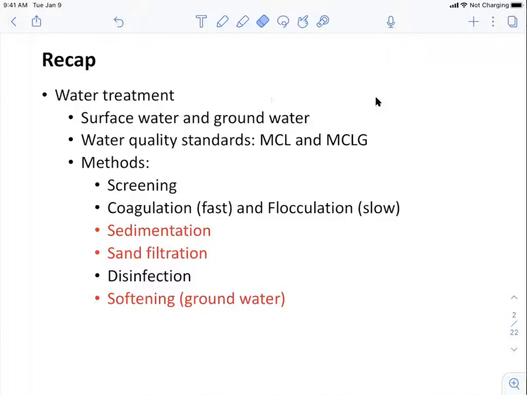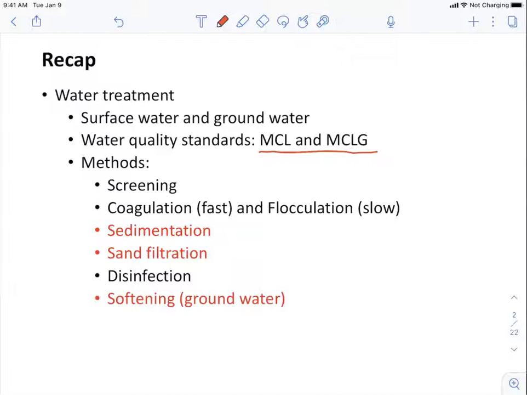Before we treat the water quality, we need to consider where the water is coming from, right? It can be surface water or groundwater. And we have a few water standards for water treatment. For example, the MCL, which is the maximum contaminant level, and the MCLG, the maximum contaminant level goal. The major difference is that the MCL is for contaminants that have a known toxicology effect. We know that they're toxic to humans, so we have to enforce that standard.